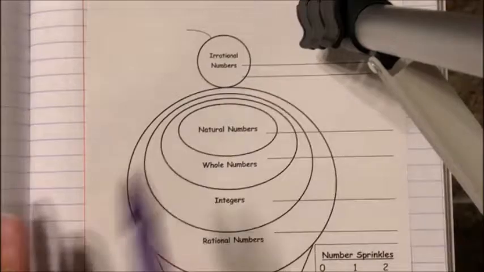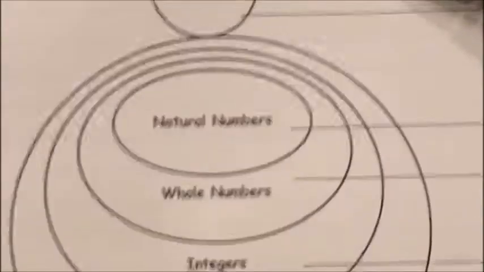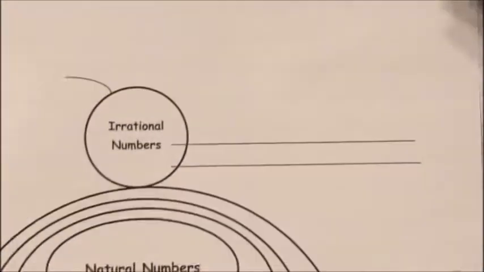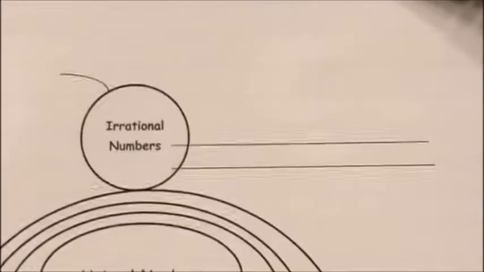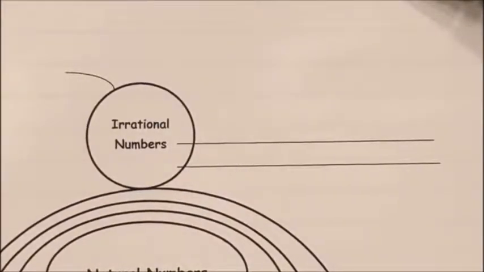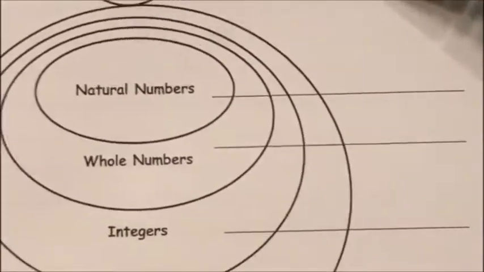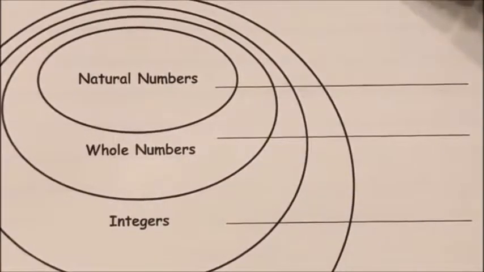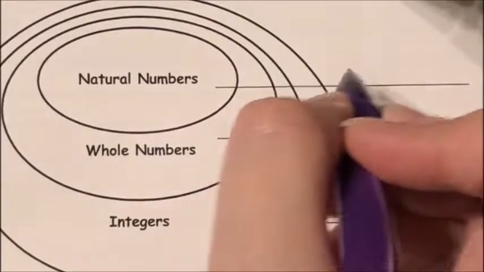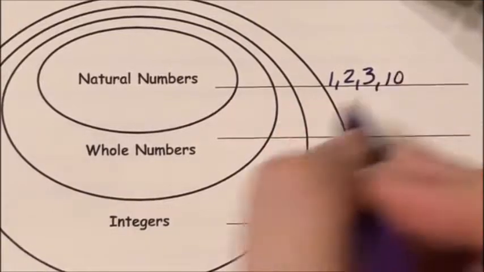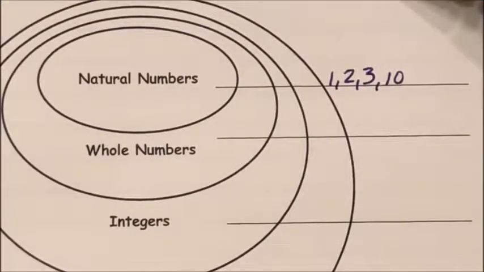The first one I'm going to look at is irrational numbers at the top. In the box down here, the only irrational number that I have is pi. Next, I'm going to look at my natural numbers. Natural numbers are positive whole numbers that do not include 0. My natural numbers are 1, 2, 3, 10, and that's it.